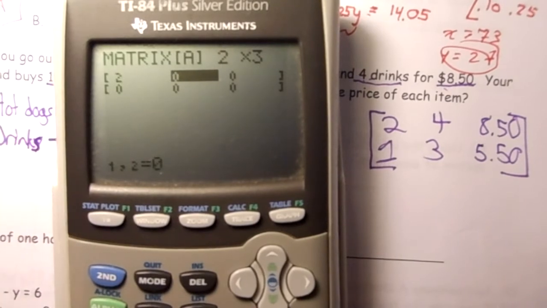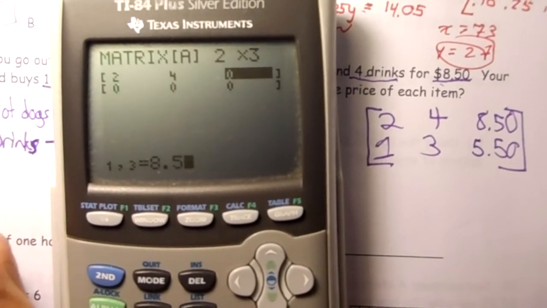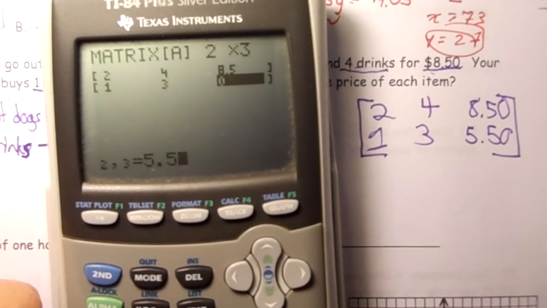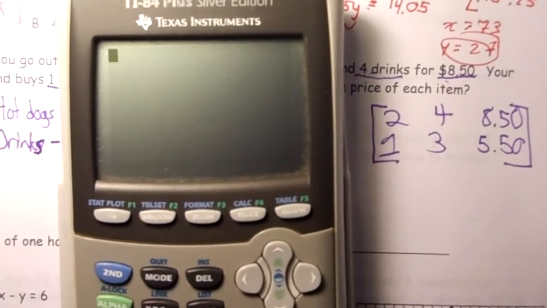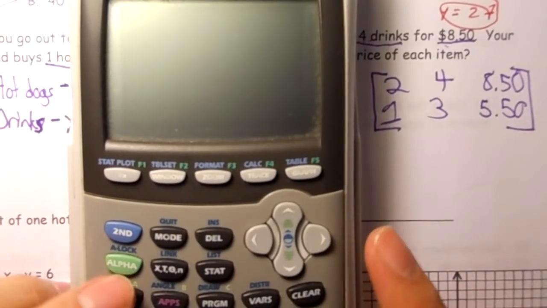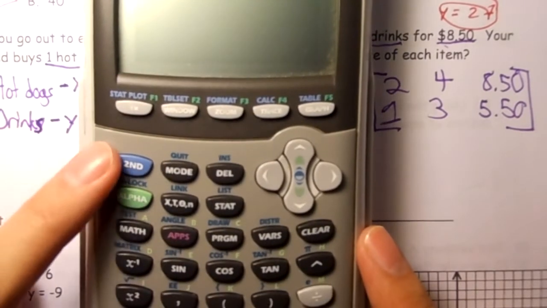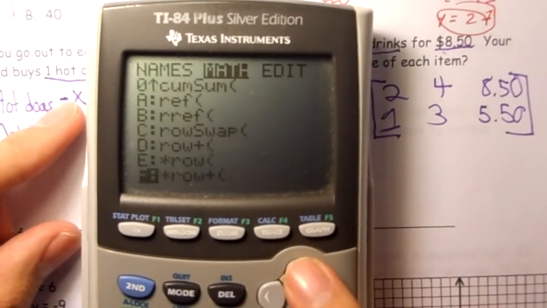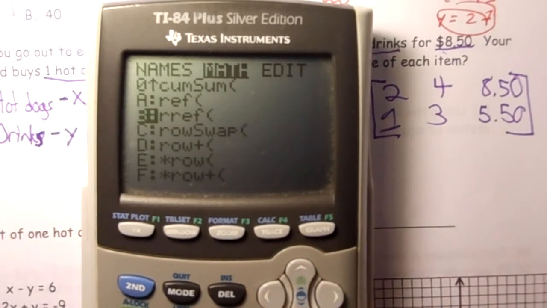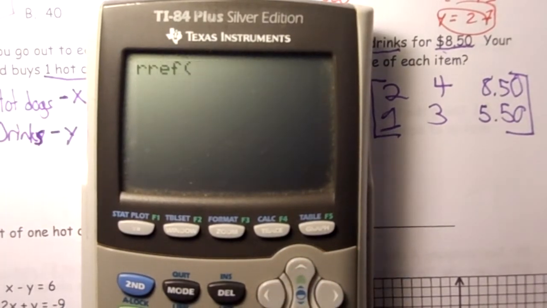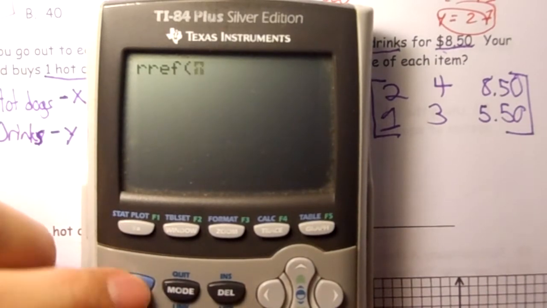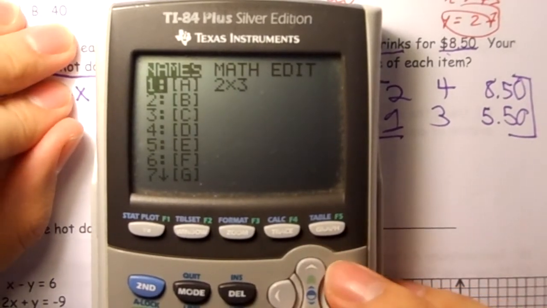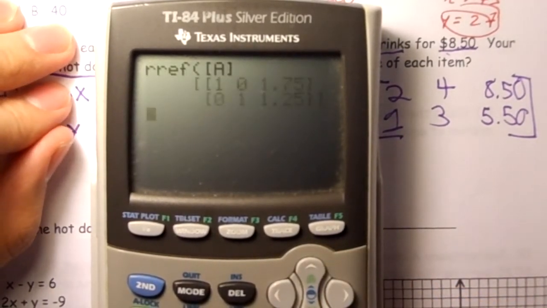2, enter. 4, enter. 8.50, enter. Second row, 1, 3, and 5.5. So get out by pressing second mode, then go back in by pressing second and then matrix again. Scroll over to math, press up and find rref. Press enter. You've gone out. Now go back in one last time, second x inverse to go back to matrix, and you're on name, so press enter to bring our first one up and press enter.